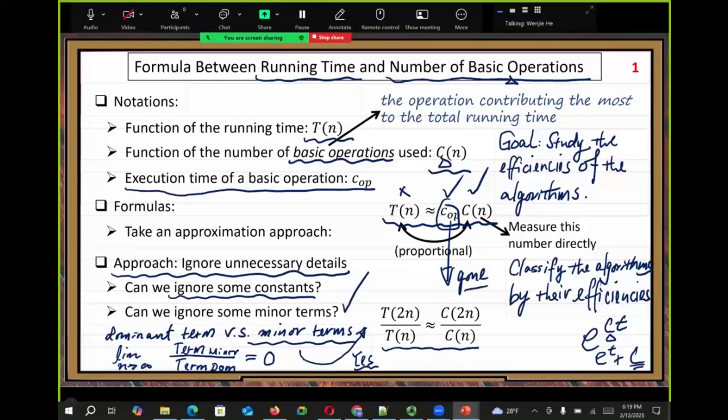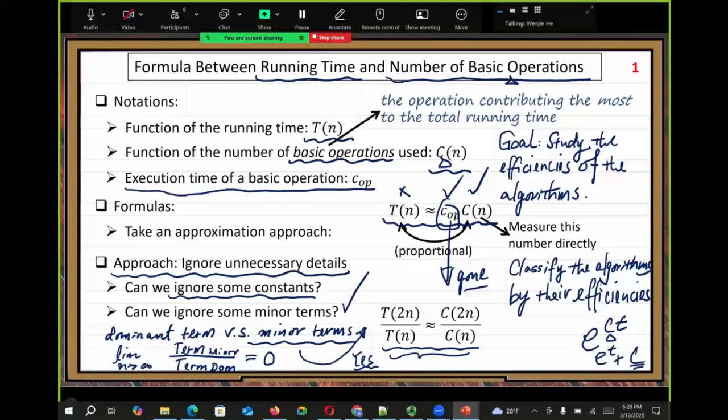So we simplify. Because for these two functions, this particular ratio is the same. The ratio here is we double the problem size. For each function, the T function and the C function, we double the problem size. Then we take the ratio. If the problem size is doubled, what's the ratio of these two functions?